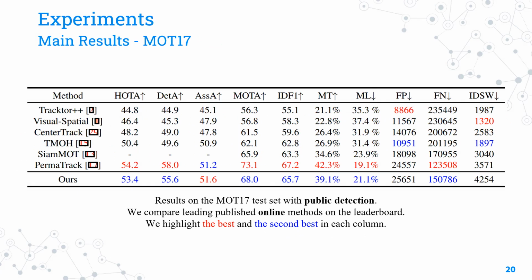We compare leading published online methods on the MOT dataset with public detection. The results show that our method achieves the best association accuracy among all the compared trackers, and our HOTA score is also competitive.